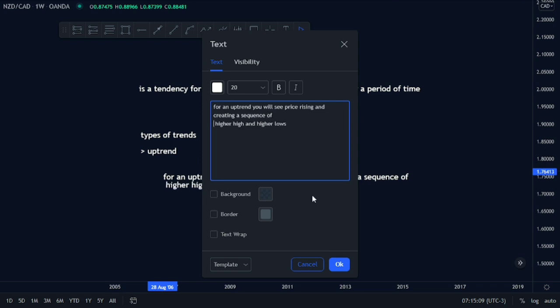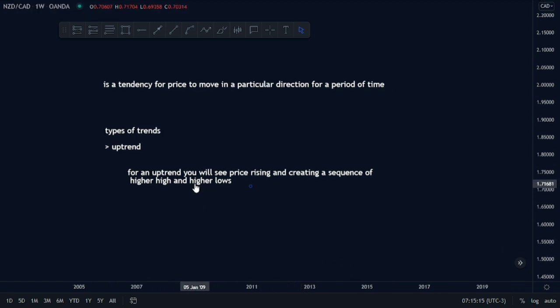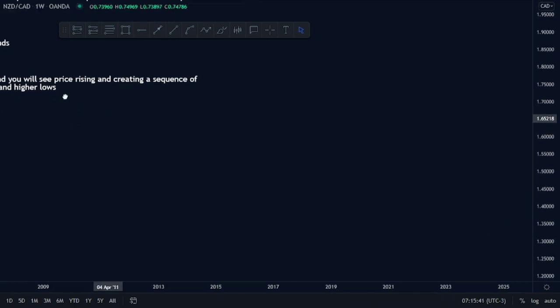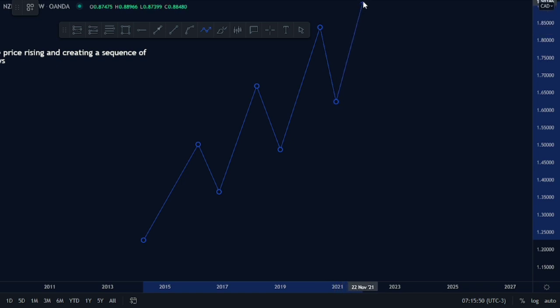So now what do I mean by that? Let me give you a quick illustration using a drawing. You can write this down if you want. Remember, I said a trend is basically a tendency for price to move in a particular direction for a period of time. And we have three types of trends: an uptrend, a downtrend, and a ranging market. So what is an uptrend? For an uptrend, you'll see price rising and creating a sequence of higher highs and higher lows. What do I mean by that? Let us take a look at a quick rough sketch. An uptrend, something like this. I'll explain after I draw it.